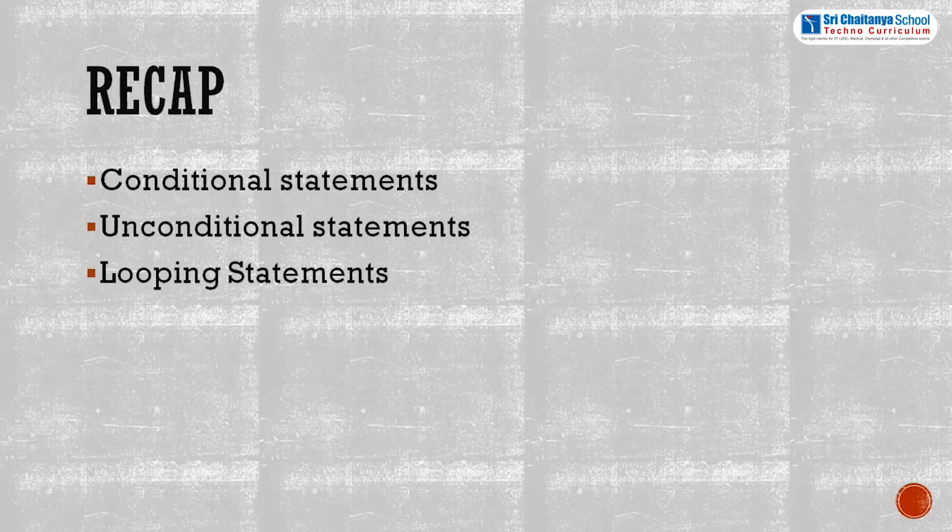Next, we had the looping statements. Whenever I have to repeat some set of statements a specific number of times, I have to go for looping statements. In C language, there are three major types of looping statements, namely the for loop, the while loop, and the do while loop.